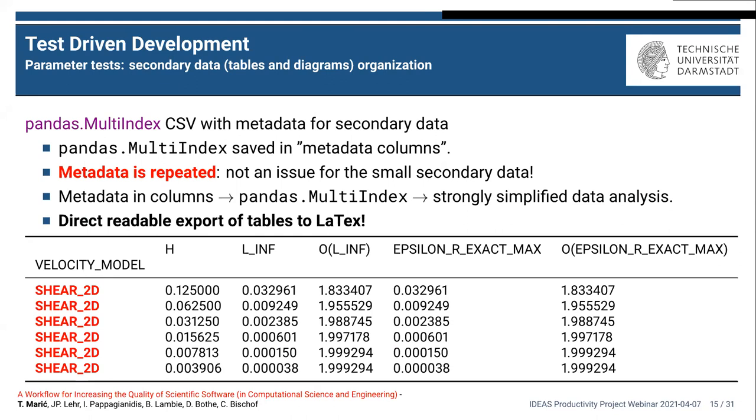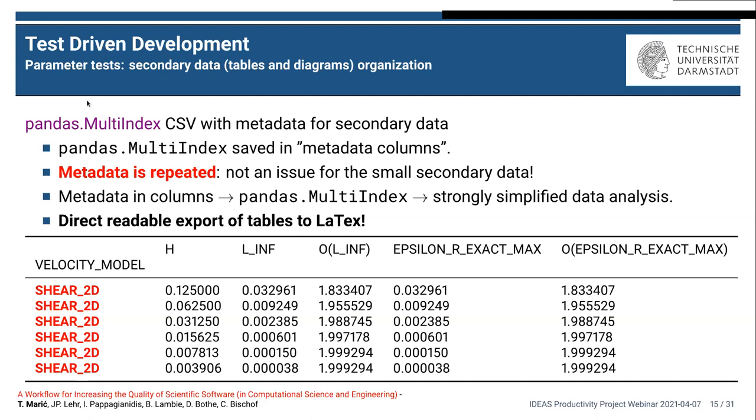So what we use is really simple comma separated value tables, and we are putting metadata columns inside these tables. So what is metadata? If you look at the table below, you will see that the metadata is repeated. This value here, this shear2d string, is associating every row of this table to a specific parameter variation, right? Even though we repeat this metadata, that's not an issue because this secondary data is usually tiny compared to the simulation data and the time required to obtain them. So this strongly simplifies data analysis, right?